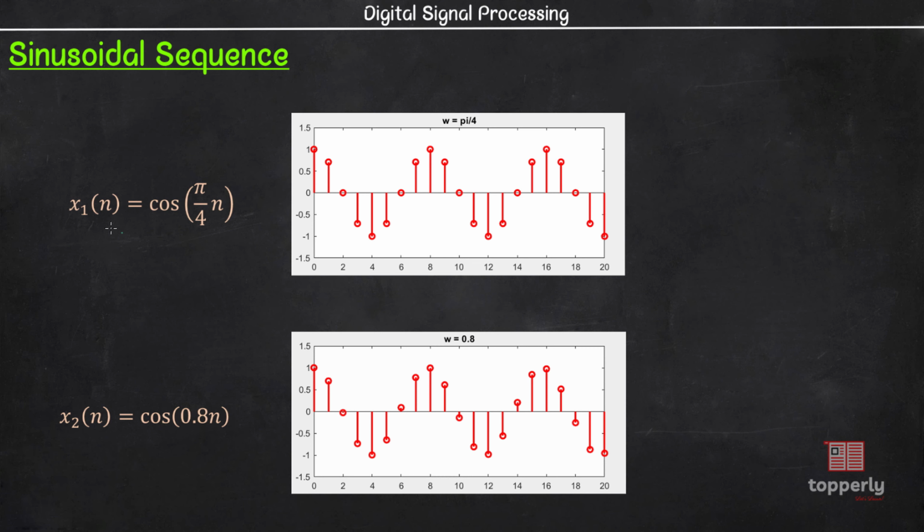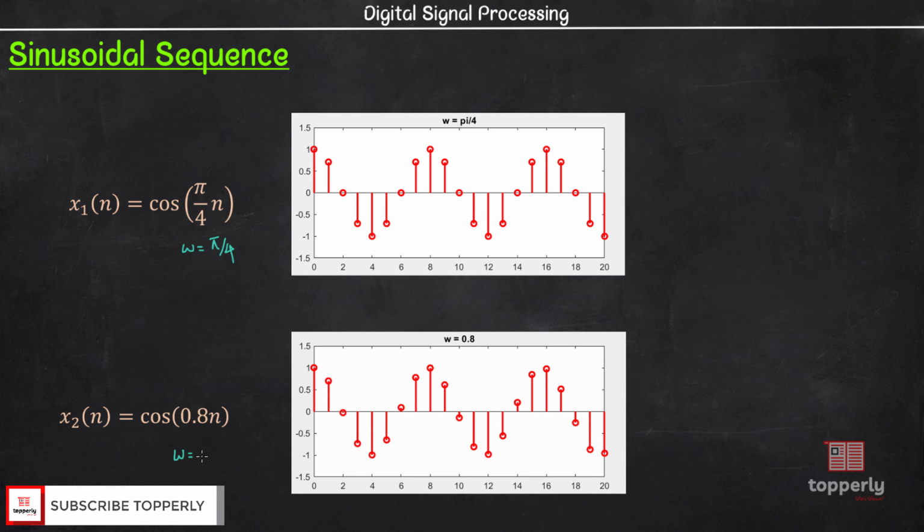In the first sequence, x1 of n is equal to cos pi by 4 into n, omega is equal to pi by 4. In the second sequence, x2 of n is equal to cos 0.8 into n, omega is equal to 0.8, which is very close to pi by 4. Now, this cos pi by 4 n is a periodic sequence, as you can see here.